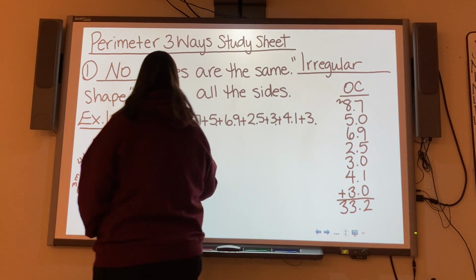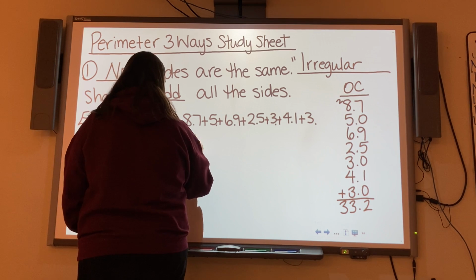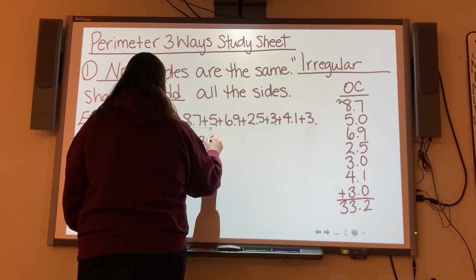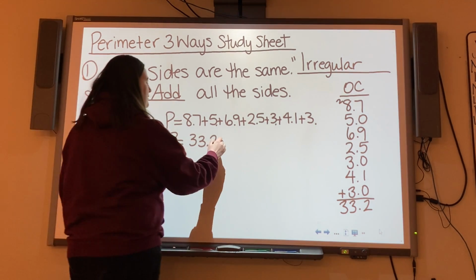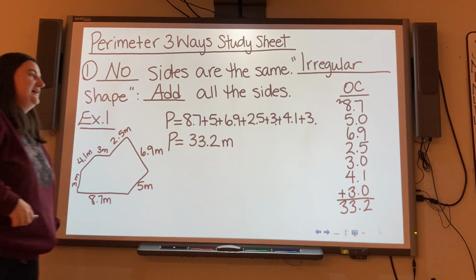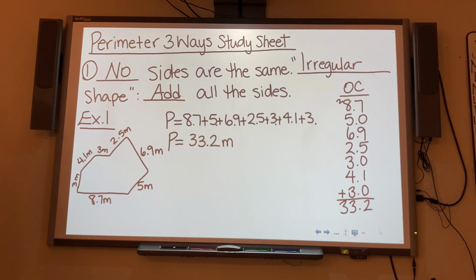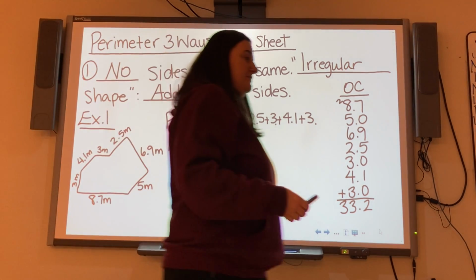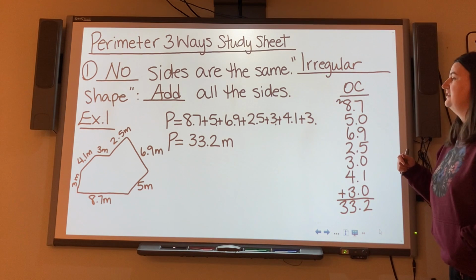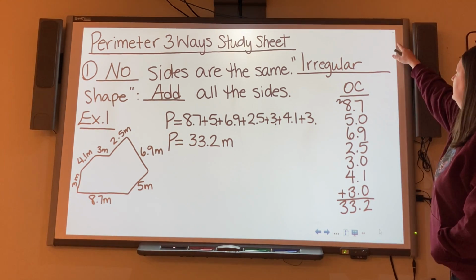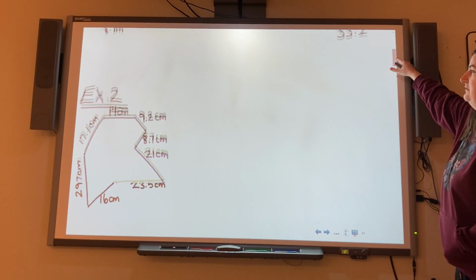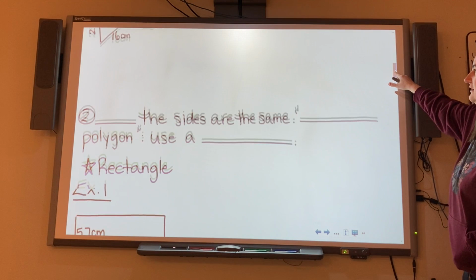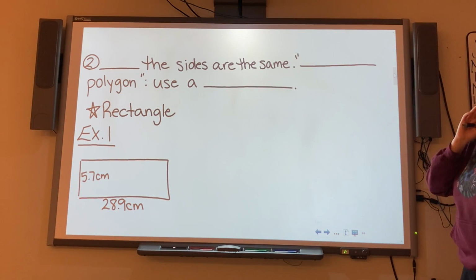So you go back to your perimeter equals 33.2. And don't forget your unit of measurement, in this case, meters. So that's how we do it. When it's an irregular shape, you add up the sides. Feel free to pause the video if you need to make sure everything is written down. So example number 2, you need to do that tonight for homework. Turn the page, we're on this side now.